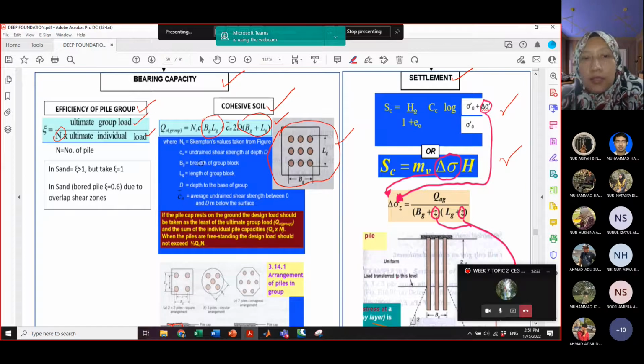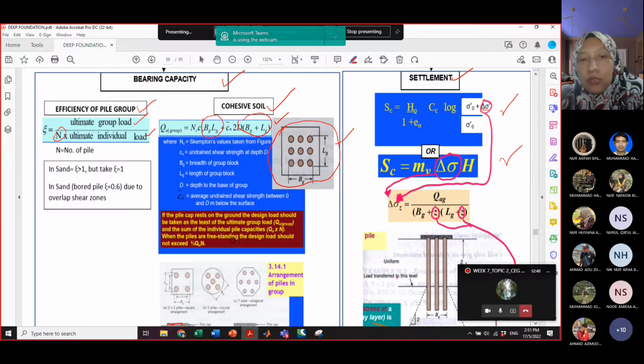Cu is the undrained shear strength at the depth D. Bg is the breadth of the group block. Lg is the length of the group block. D is the depth to the base of the group. And average Cu is the average undrained shear strength between 0 and D meters below the surface.